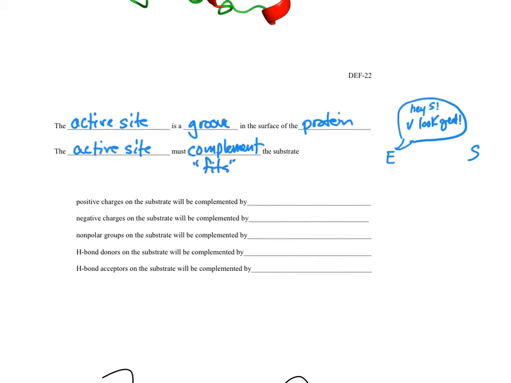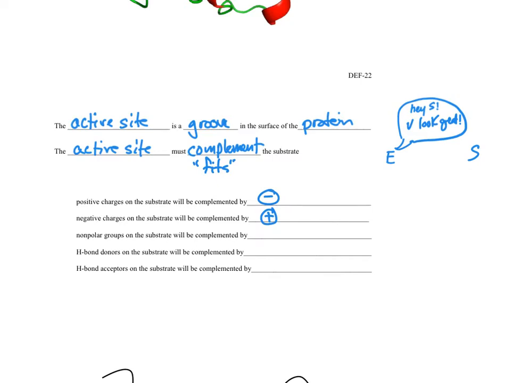Now, to understand how an enzyme and a substrate fit each other or complement each other, we can say that it's all done by chemical means. In fact, it's done by the same types of chemical means that we've talked about before. If you have a positive charge on the substrate or the reactant that you want to break down, it's going to be complemented in the enzyme active site by a negative charge. A negative charge on the substrate will be complemented by a positive charge in the active site.